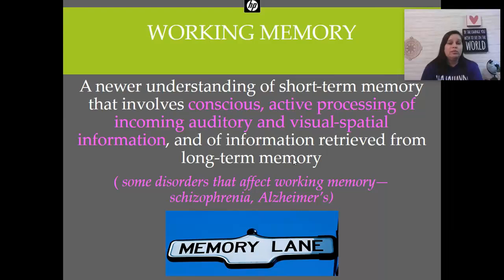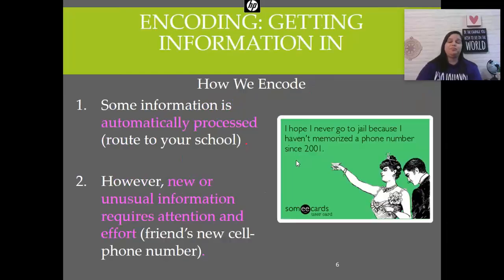The thing about working memory is it's a lot more of a conscious, active process. That it's basically what you're doing right now. It's taking all the incoming auditory and visual information, and then it's combining it with other long-term memories that you have. So it's really very active thinking. There are some disorders that we'll talk about in later chapters that affect working memory, specifically schizophrenia, which causes scattered thoughts, and then Alzheimer's disease, which deteriorates memories over time.